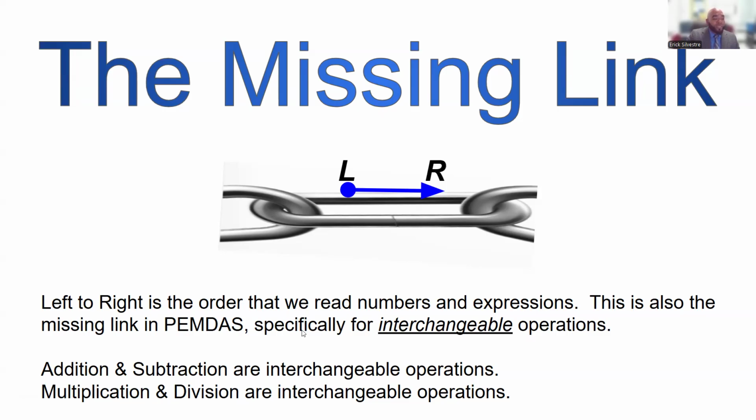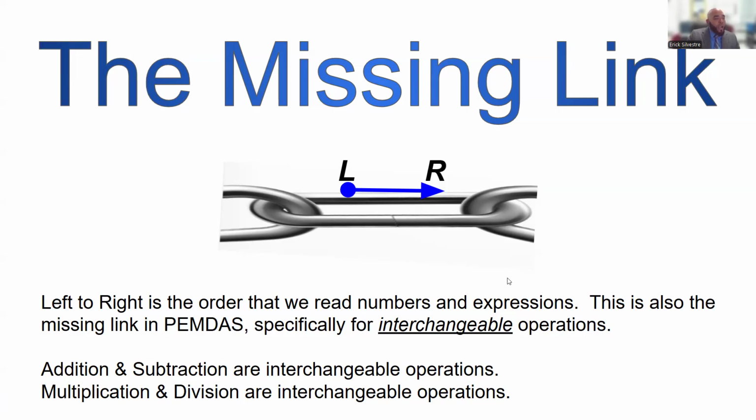This is also the missing link that PEMDAS doesn't clarify, specifically for interchangeable operations. What do I mean by interchangeable operations? Addition and subtraction are interchangeable operations. That means they don't follow one specific order. You could use either one of them depending on which one comes first. And the way we track this is by moving from left to right. Same thing with multiplication and division. They are also interchangeable, and the way we track these is by moving from left to right.